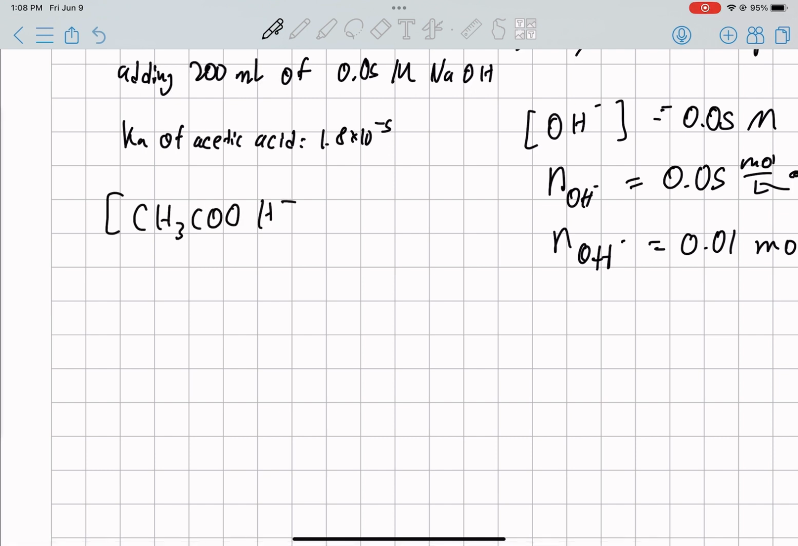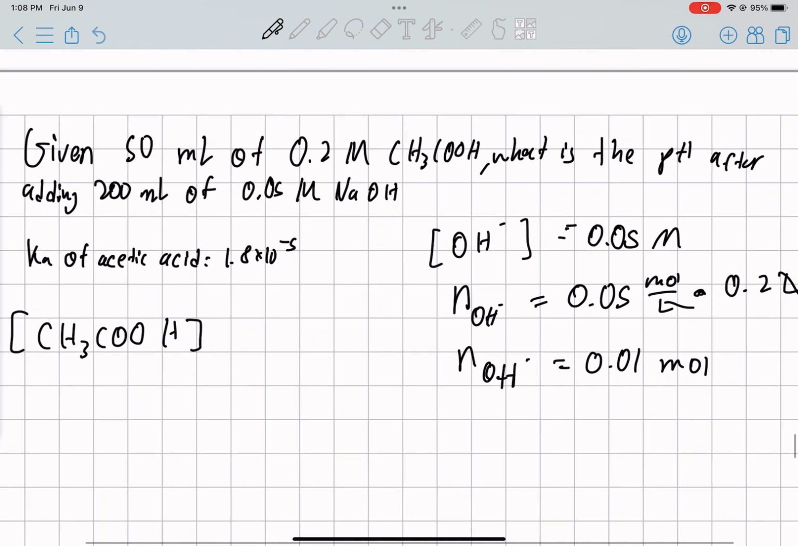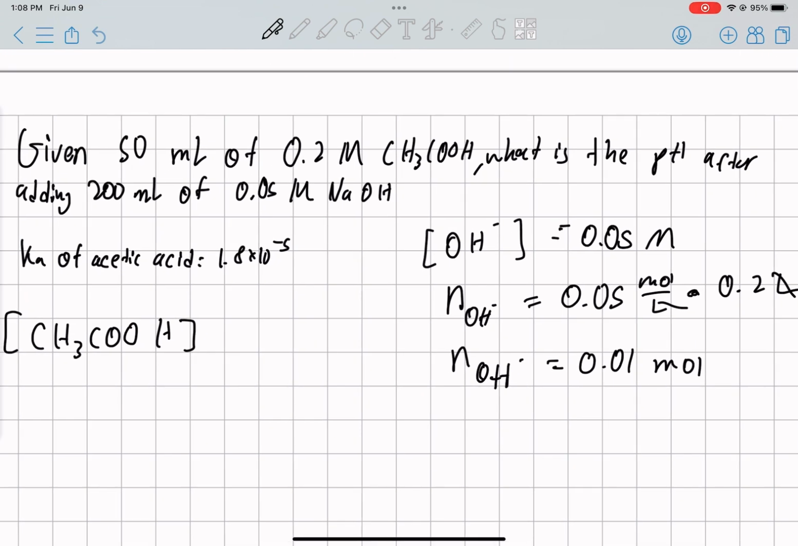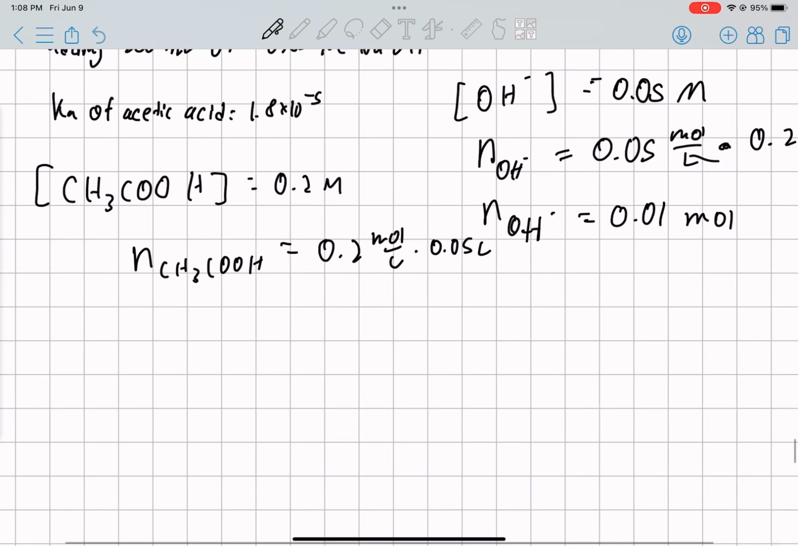Acetic acid. Now, this is literally just the same as before. We are given the concentration, and we just have to multiply it by the volume that we're adding, sorry, I should say volume. So 0.2 moles per liter times 0.05 liters. These two cancel out, giving us 0.01 moles.